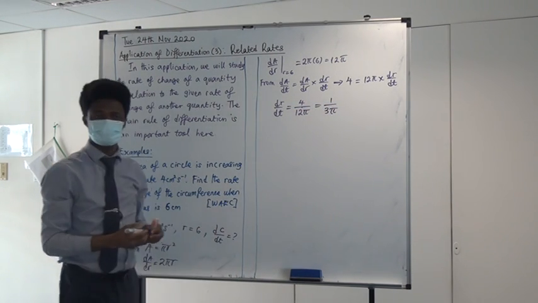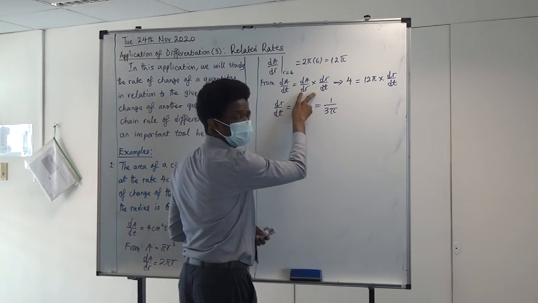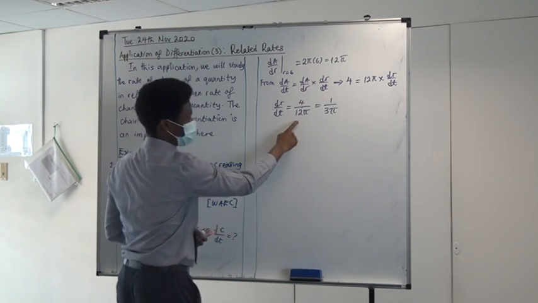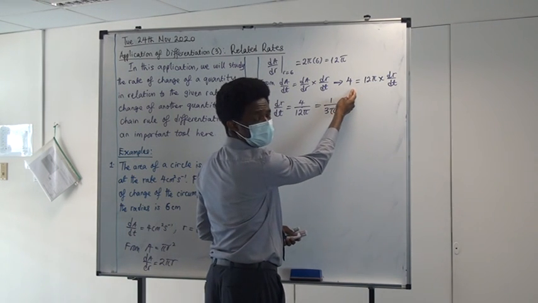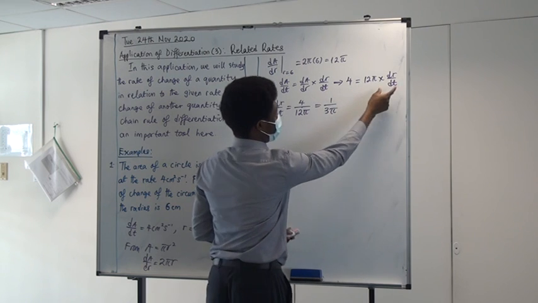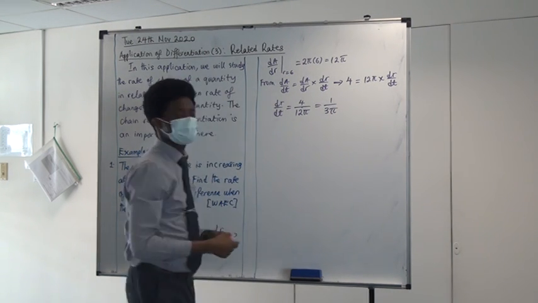Am I making sense? Could you explain that step again? This step? No. This step? What you just said. Yeah. I just divided both sides by 12 pi. Oh, okay. Okay? I just decided to move this here immediately. Understand? So that's what I've done.